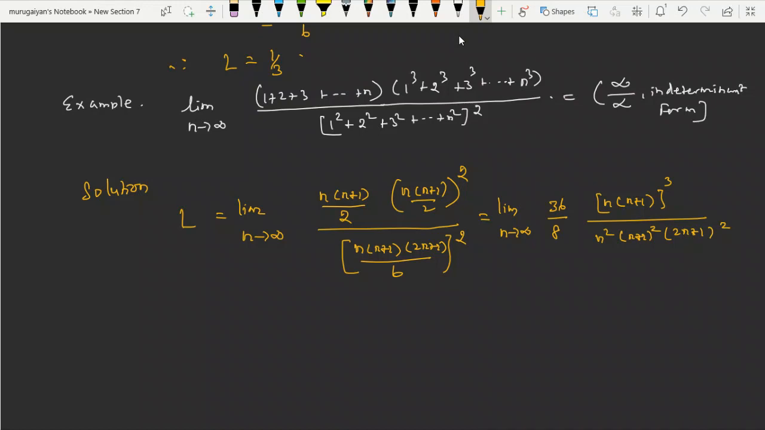Okay, then limit n approaches infinity, 36 by 8 in lowest form, 18 by 4, and 2, 9. So finally 9 by 2. This is 9 by 2. Okay.